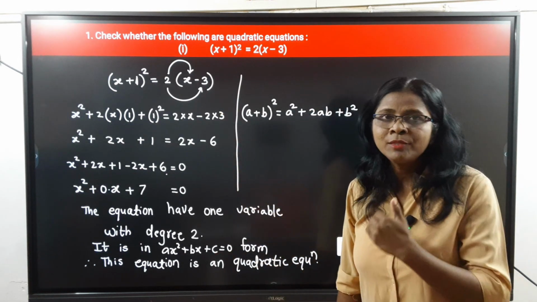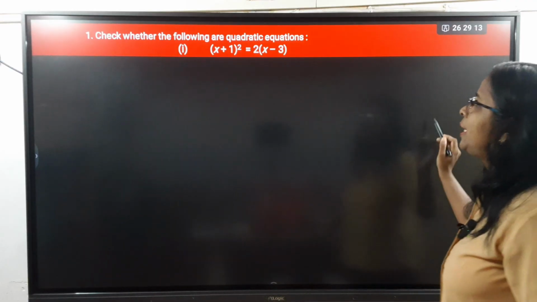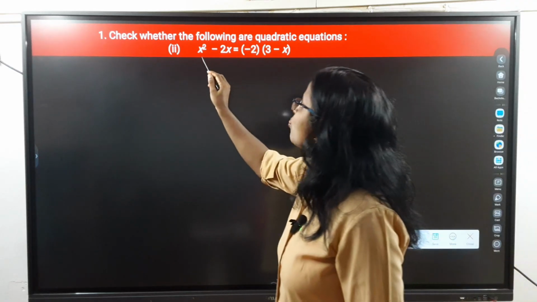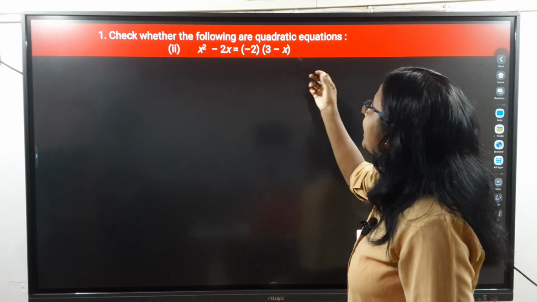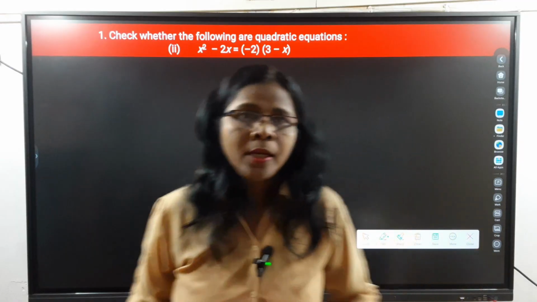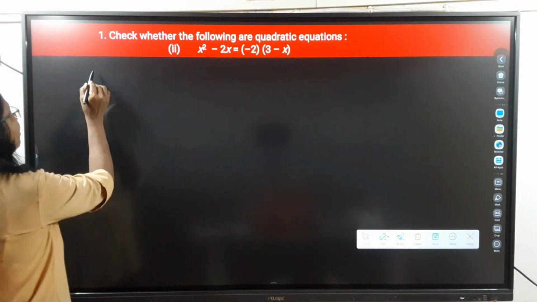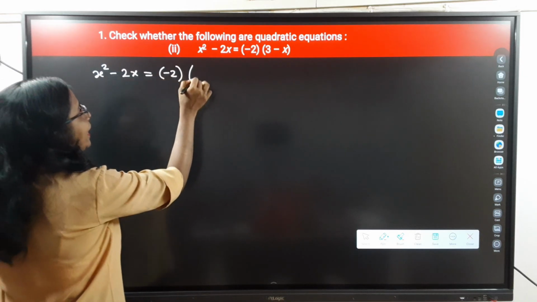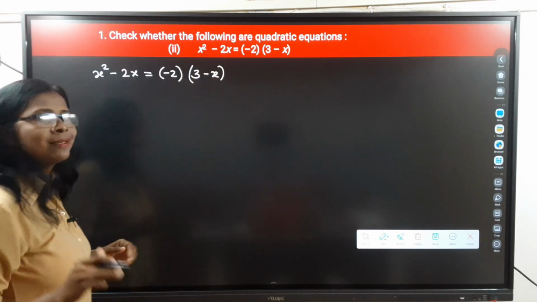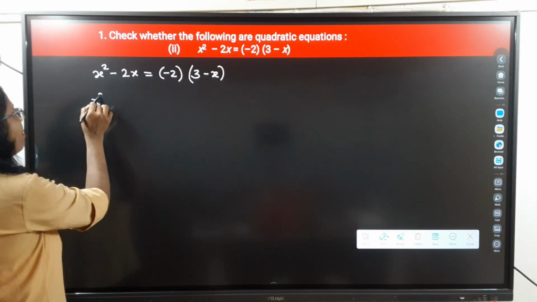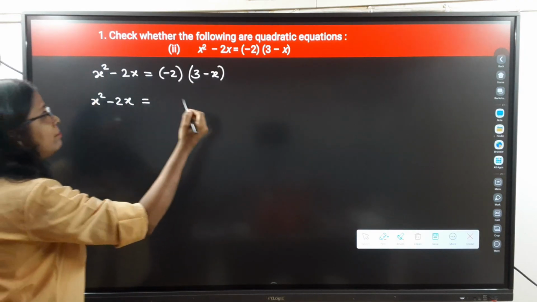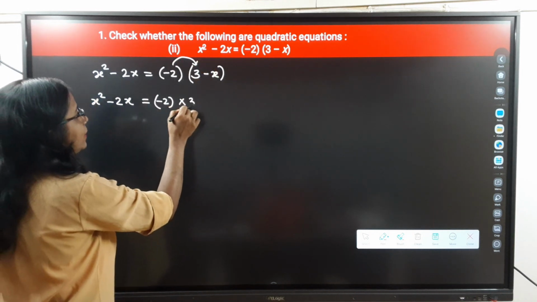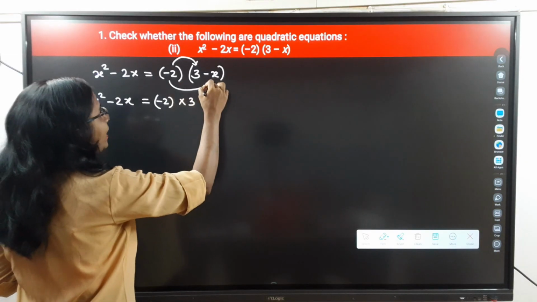So let us see the next example, students. The second example is x² − 2x = (−2)(3 − x). First we write down the given equation as it is: x² − 2x = (−2)(3 − x). So here x² − 2x is equal to, I multiply 3 by −2, so −2 multiplied by 3, then I multiply x by −2.